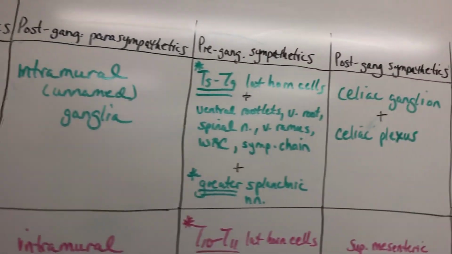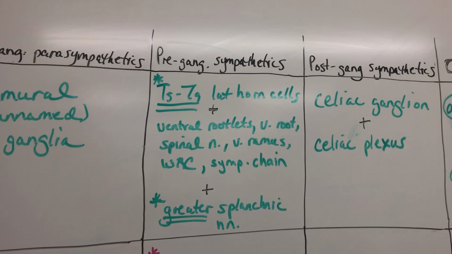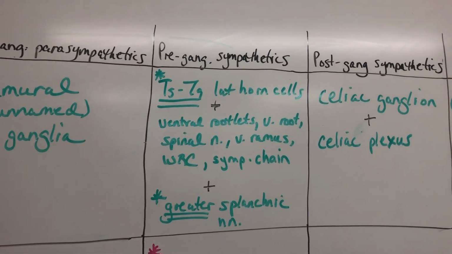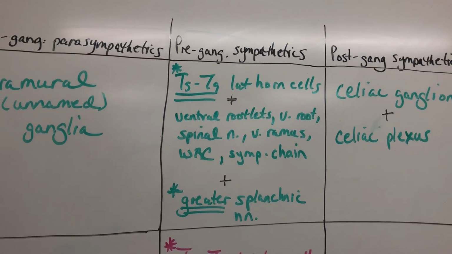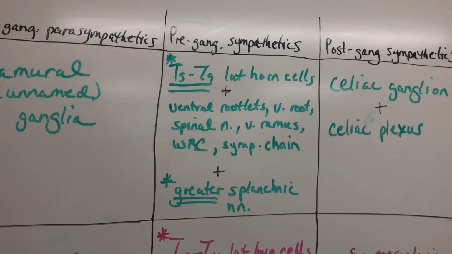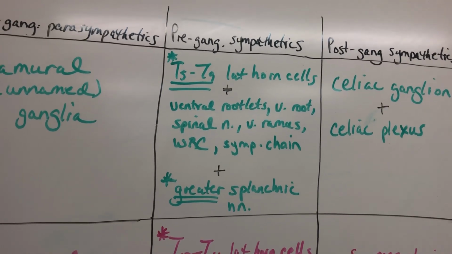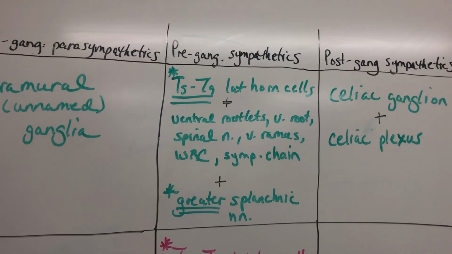To stop digestion, we use the sympathetic pathway. This sympathetic pathway starts at a nucleus, like all autonomics do. This nucleus is called the lateral horn cells, and they're from T5 to T9 for the foregut. They then travel on ventral rootlets, a ventral root, a spinal nerve, a ventral ramus, a white ramus communicans, and then the sympathetic chain, where they do not synapse.